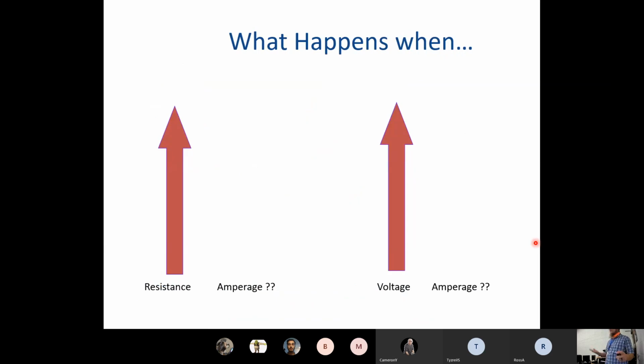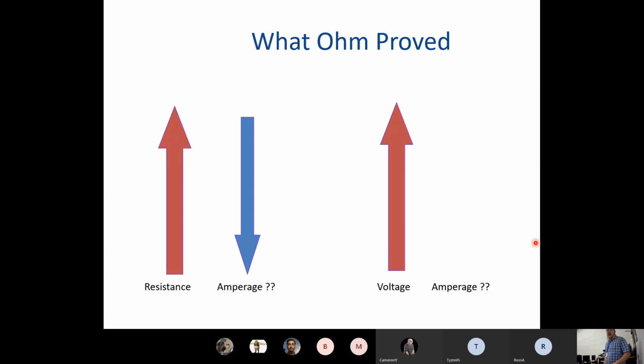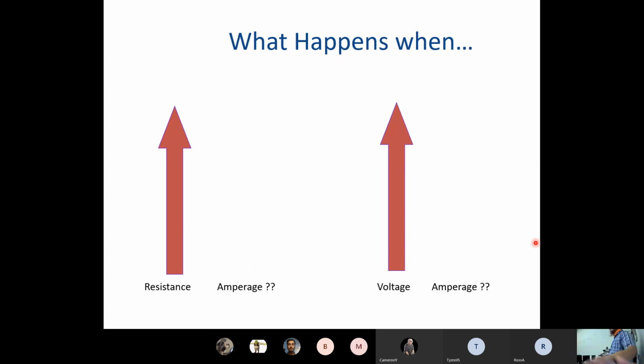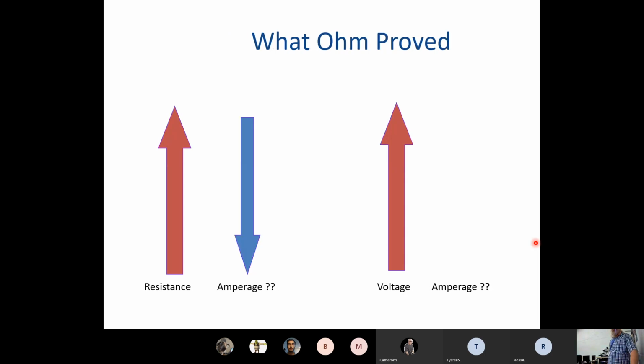This is just something that you want to write down. You don't have to draw all nice and neat, but basically what Ohm's law is proving is that when you increase resistance, you're decreasing amperage. So that's what you want to write down. And that's called being inversely proportional. So if one goes up, the other goes down.